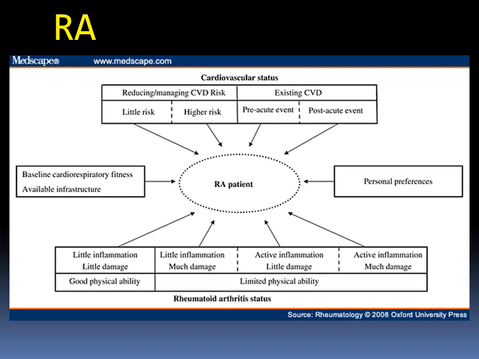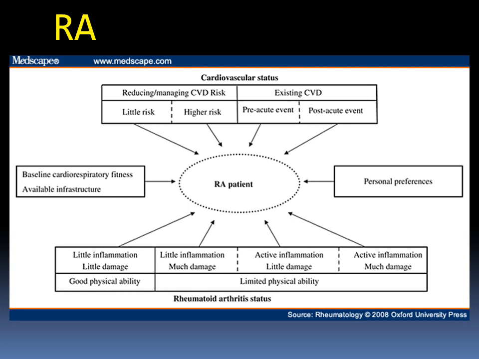Furthermore, if we look at the bottom of this picture, we look at an individual who has little inflammation and little joint damage. They can maintain a good level of physical activity and physical ability. If there is joint damage, so moving over to the next one where you've got little inflammation and a large amount of joint damage, their ability to perform physical activity is going to be limited, and we need to use caution with our exercise prescription.